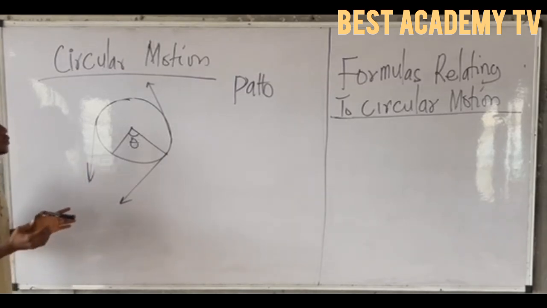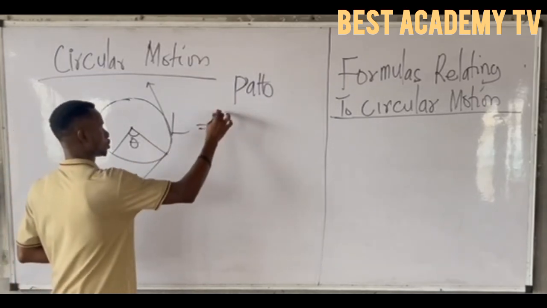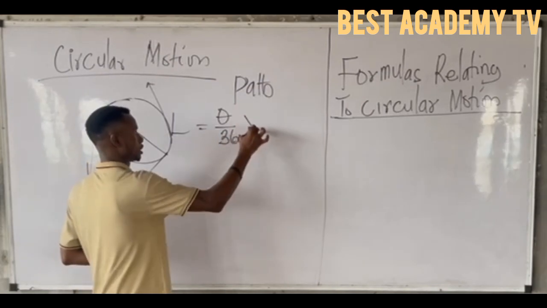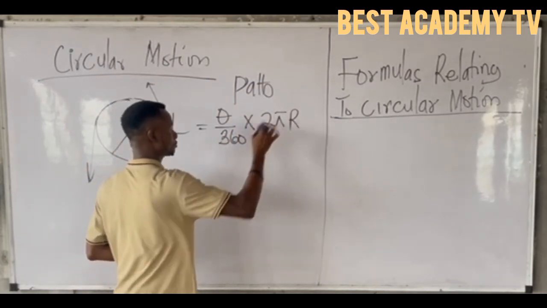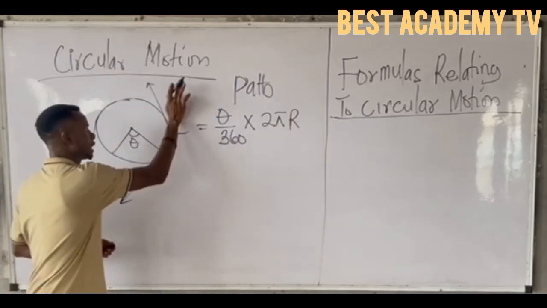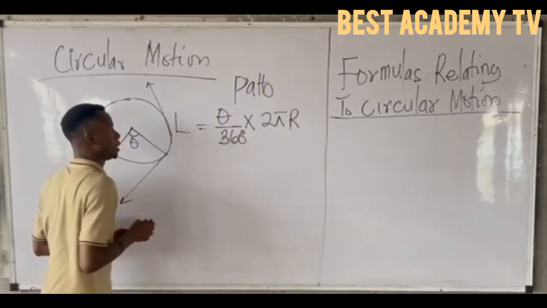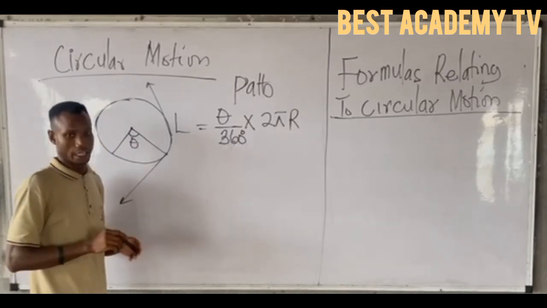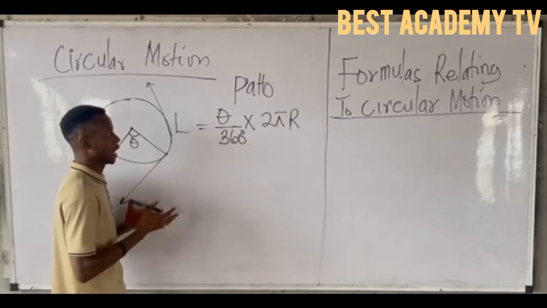There is a formula we call length of an arc, and that formula is L equal to theta over 360 times 2 pi r. Please take note. Now, in terms of circular motion, we don't use degrees to measure our angle. We use radians. So this can be converted to radians.